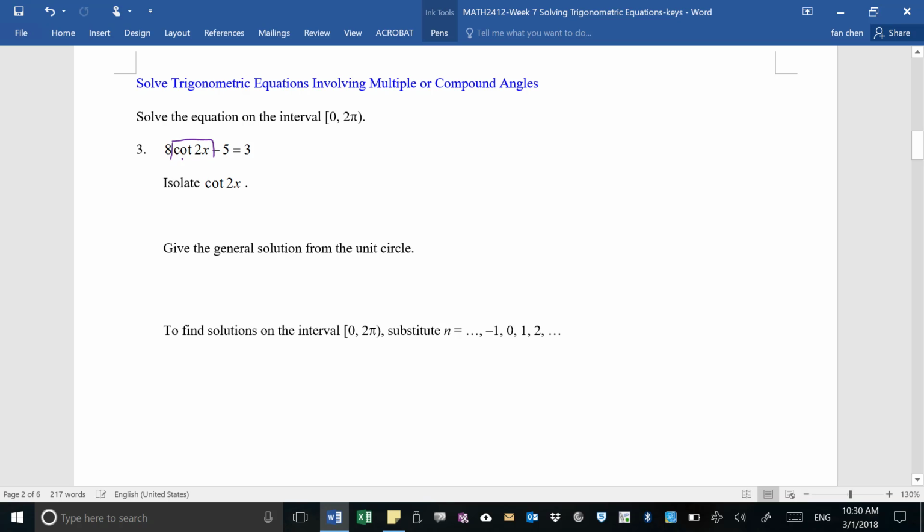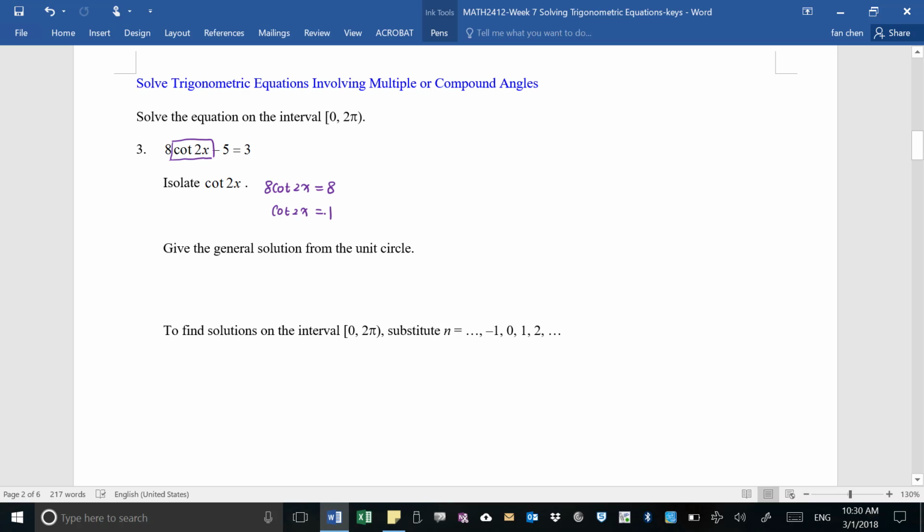Again, the unknown is in the cotangent, where I boxed it. You just consider that as one big unknown first. So you are going to isolate cotangent 2x. First I'm going to add the 5 on both sides. So 8 cotangent 2x is equal to 8. Divide both sides by 8, so that will be 1. Cotangent 2x equals 1.